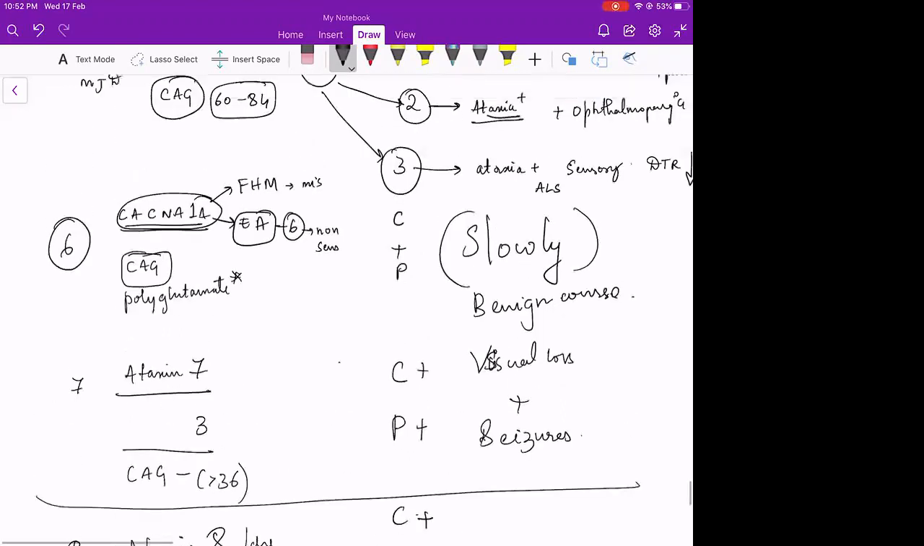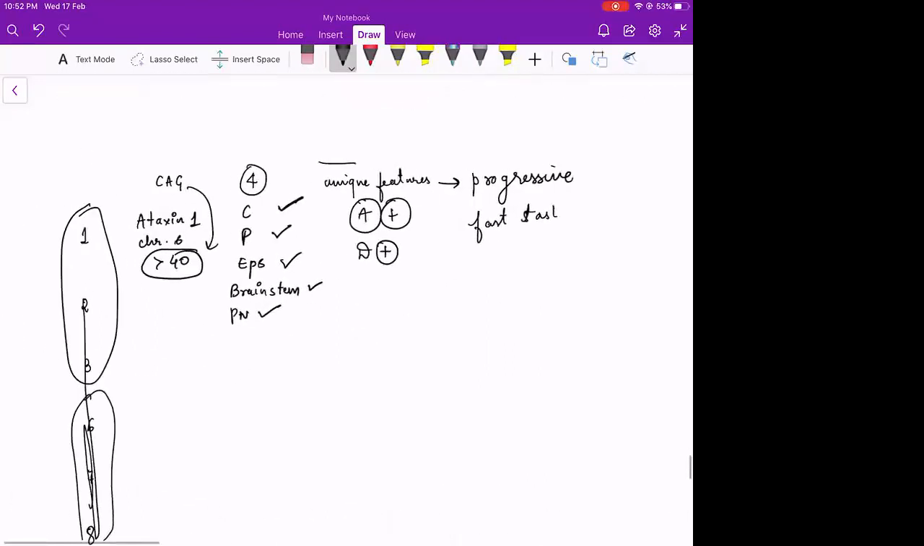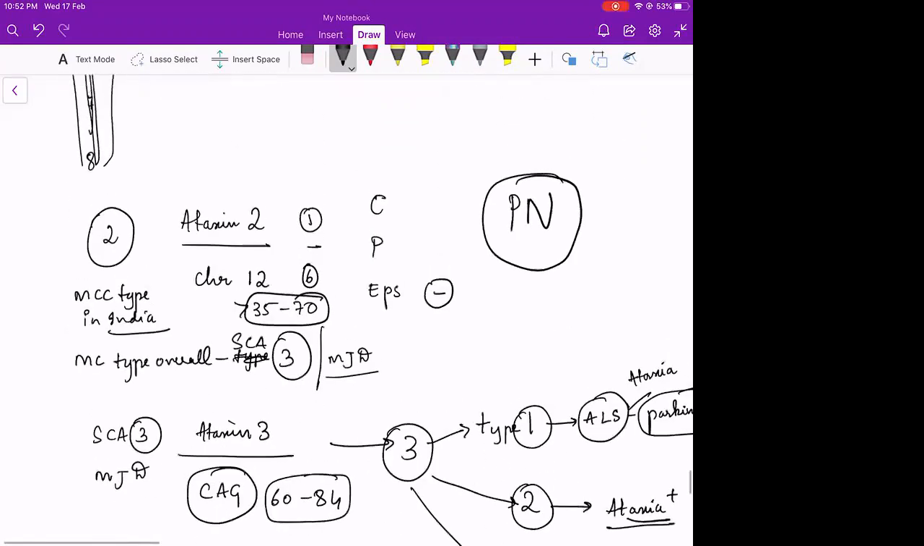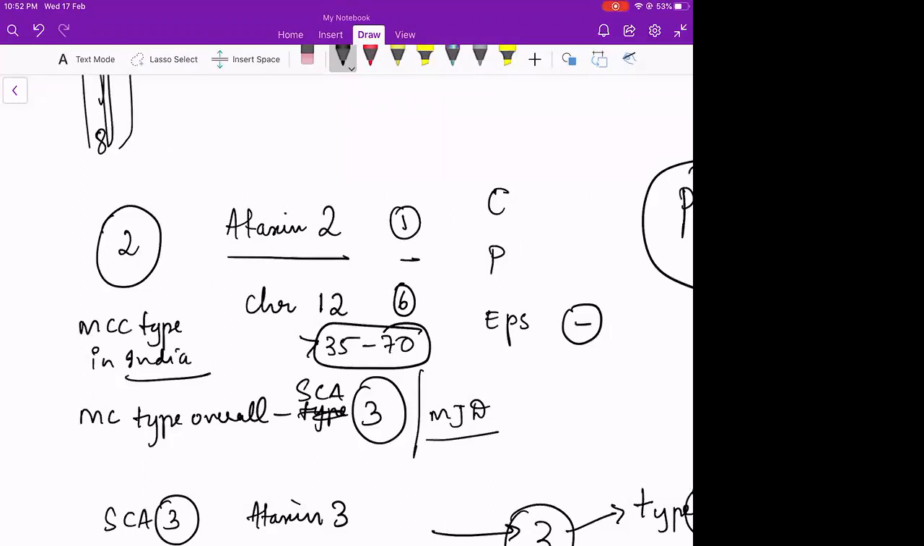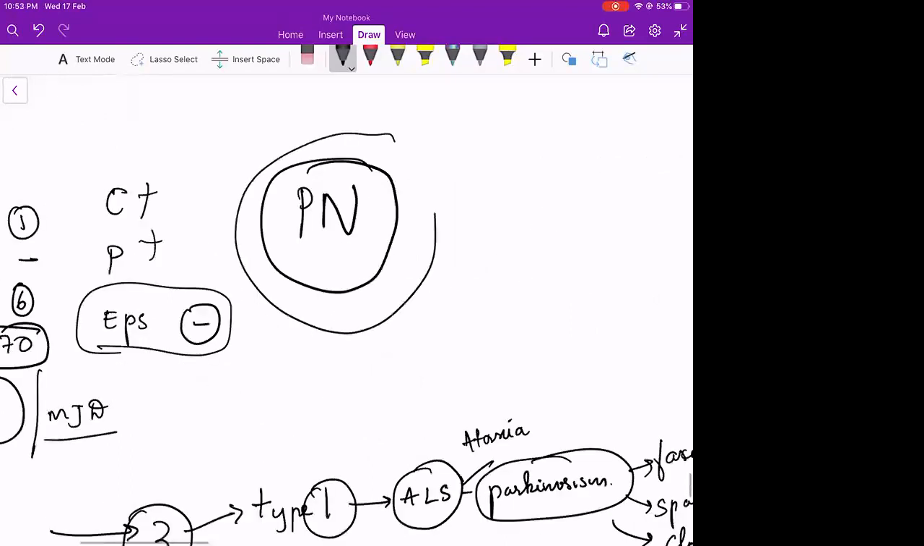So to summarize, type 1 will have all symptoms, and it is progressive and very fast. Unique features are that the patient will have cognitive dementia and associated autonomic features. In type 2, it is most common in India. Here the gene affected is ataxin 2. Patient will have cerebellar and pyramidal, but less likely extrapyramidal symptoms. But the important point to be noted is peripheral neuropathy.